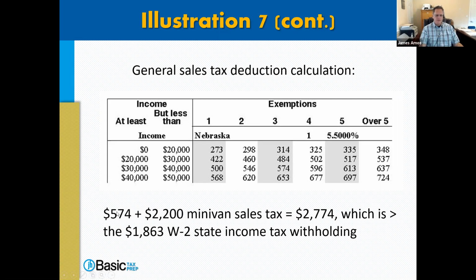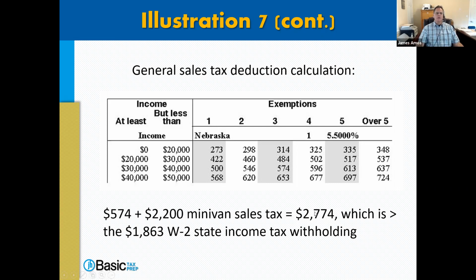So there's the 574. Now, she also gets to add in the personal property tax that she paid for the minivan. So she gets to add this amount in. Those two amounts added together is $2,774. So there's the amount of sales tax that she paid.